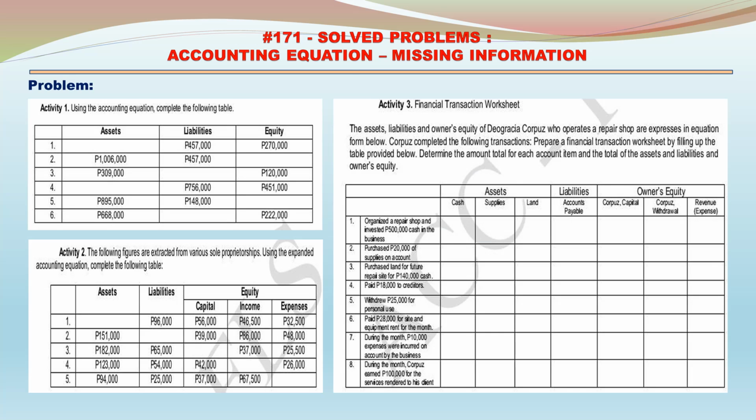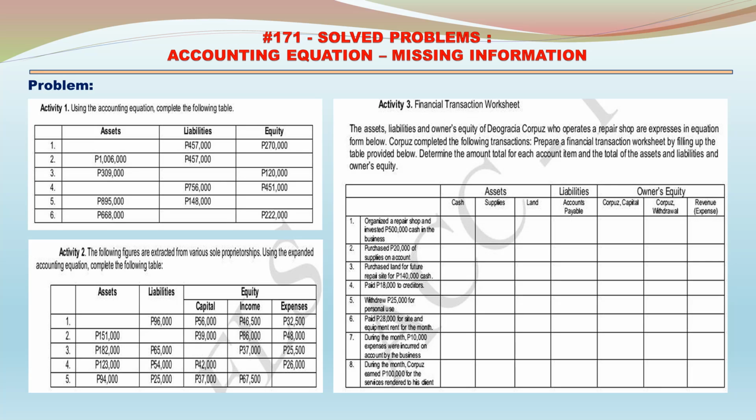Problem 3. The assets, liabilities and owner's equity of Diograda Corpus, who operates a repair shop, are expressed in equation form below. Corpus completed the following transactions. Prepare a final transaction worksheet by filling the table provided below. Determine the total amount for each account item and the total of the assets and liabilities, owner's equity. Assets: cash, supplies and land. Liabilities: accounts payable. Owner's equity: corpus capital, corpus withdrawal, revenue minus expenses.